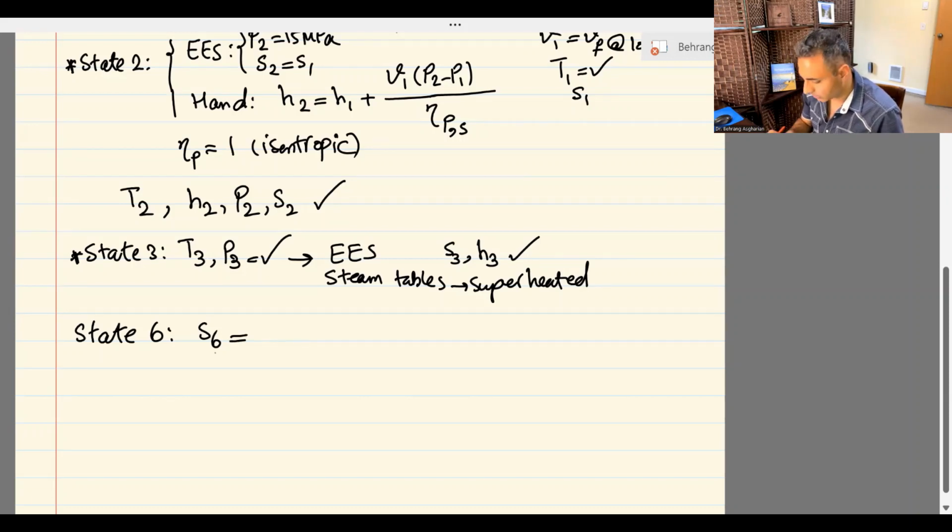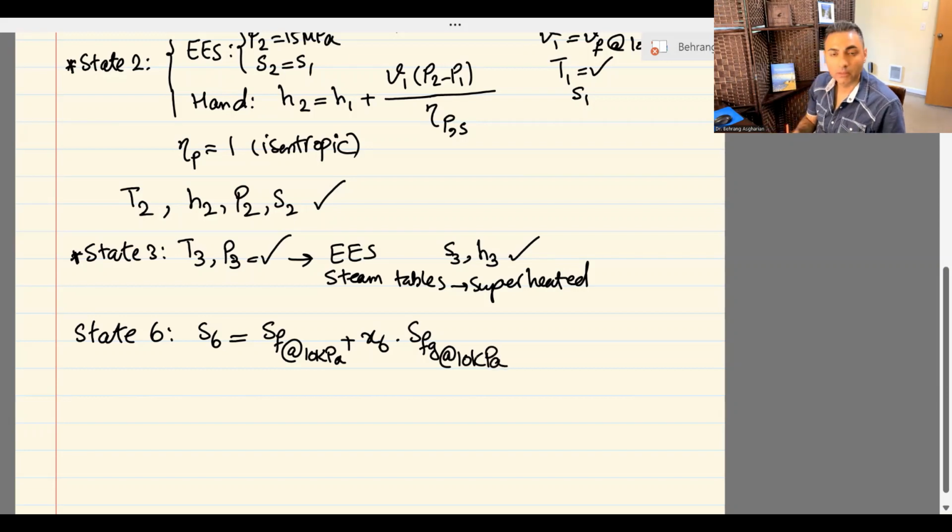If I use the steam table, S6 is SF at 10 kPa, plus X6, which was given as 0.896, times SFG at 10 kPa, if you want to solve it by hand. If you don't want to solve it by hand, use EES. You have two independent properties. I'm going to do it for you, so not a problem. This way, I got the value of S6.